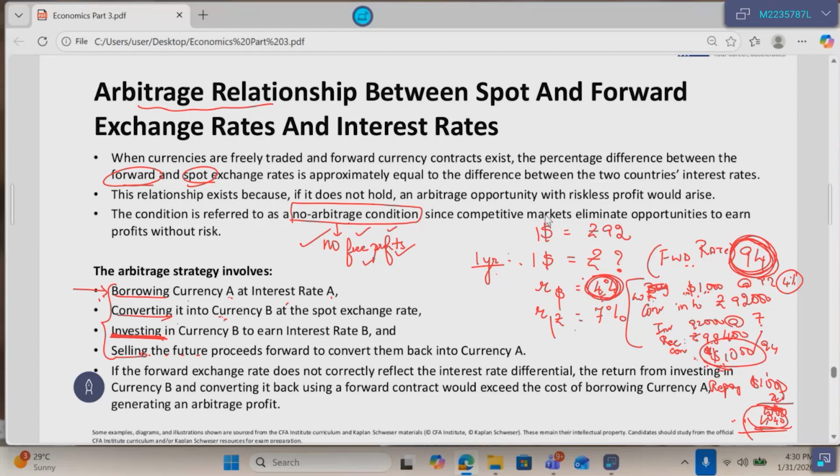If it's lower, you will buy. If it's higher, you will sell. So in this video, you understand what is arbitrage profit. Look again at the example.